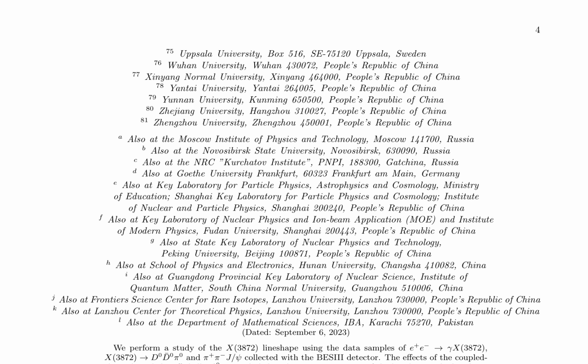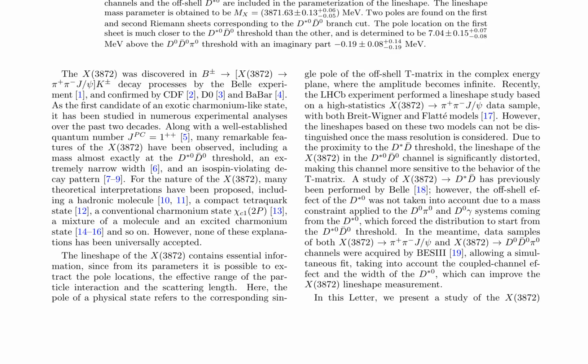The pole location on the first sheet is closer to the D*0 D0 threshold, situated 7.04 ± 0.15 +0.07 −0.08 MeV above the D0 D0 π0 threshold, with an imaginary part of 0.19 ± 0.08 +0.14 −0.19 MeV.